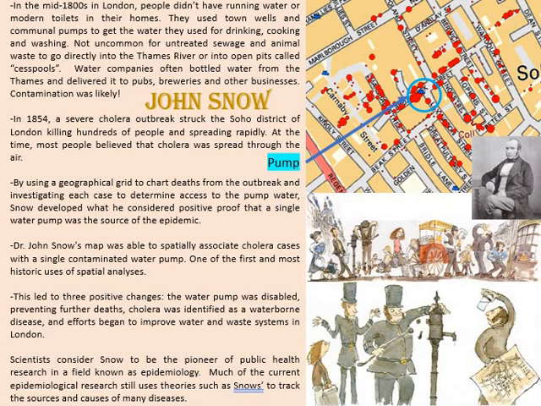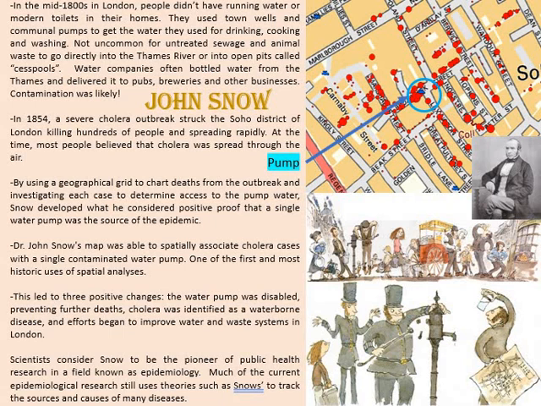In 1854, now this is where the trivia question kind of comes into focus, a severe cholera outbreak struck the Soho district of London, and this killed hundreds of people, and it was spreading very rapidly. So at the time, most people believed that cholera was spread through the air. They thought it was an air transmittable sickness.